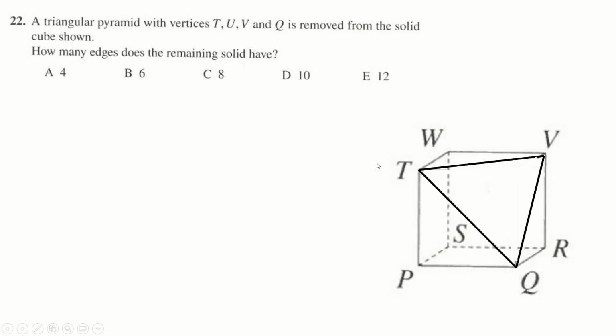How many edges does the remaining shape have? Well, just count them. 1, 2, 3 at the top. 1, 2, 3, 4, 5 around the middle, and then 1, 2, 3, 4 on the bottom. That's going to be 12 in total.